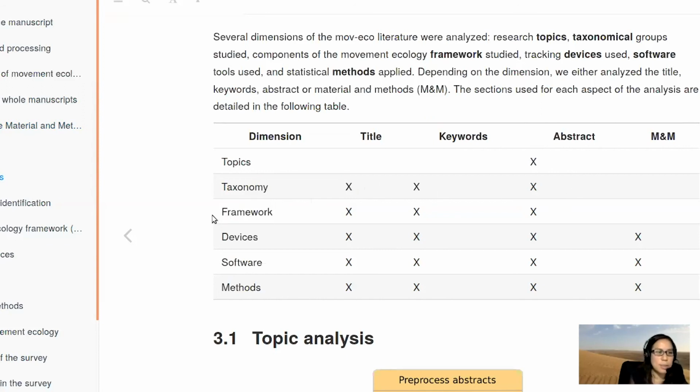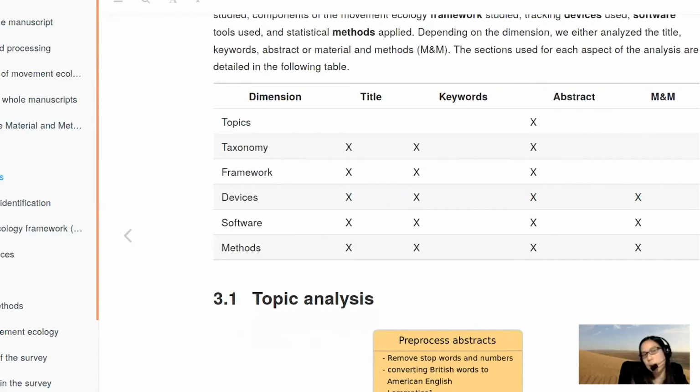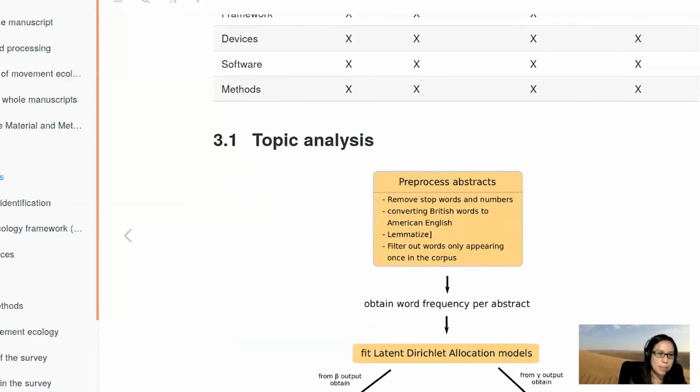I'm not going to talk about this framework. This is very particular to this type of study. Devices, if people use GPS, if people use accelerometers, and so on. Also looked into titles, keywords, and abstracts, but also the material and methods section, which software people used. Again, in every section of these, and methods the same. So depending on what question, I analyzed a different part of the text.